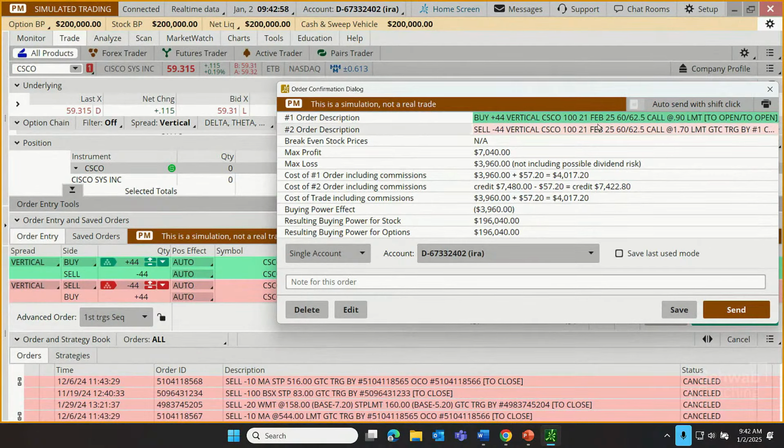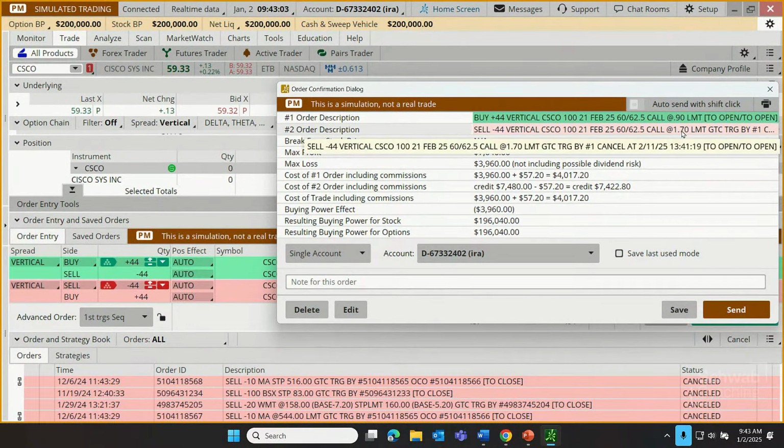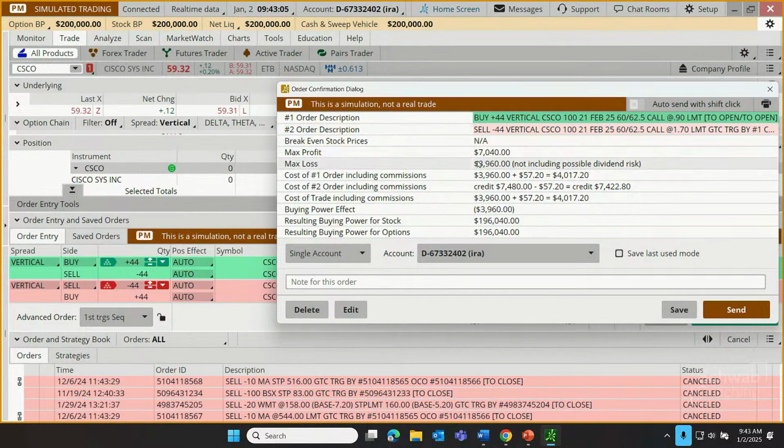Buying these 44 spreads, 90-cent limit, we're going to sell those up through the 11th of February for $1.70 if we can. Maximum profit, $7,000. Maximum loss, $3,960. That's just 44 times $1.60, 44 times 90 cents. Anyway, there are commissions to be paid. You do lots of options contracts, there are lots of commissions. That's going to chip into the maximum gain. But let's send this order off and see if we can get filled.